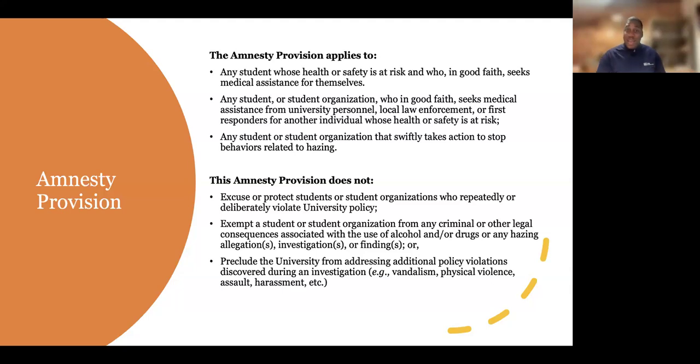This amnesty provision does not excuse or protect students who repeatedly or deliberately violate this university policy, exempt a student or student organization from any criminal consequences associated with the use of alcohol, drugs, investigations, or findings, or preclude the university from addressing additional policy violations discovered in an investigation. Let's say you are drunk out of your mind, you are intoxicated, but before that, you may have physically assaulted someone. You have amnesty for the alcohol piece, but we're going to have a disciplinary conversation about the physical abuse piece. So really making sure that we're very clear with what it protects and what it doesn't.